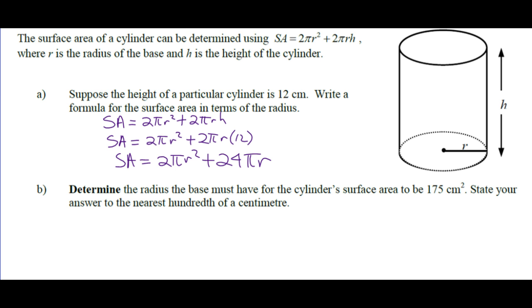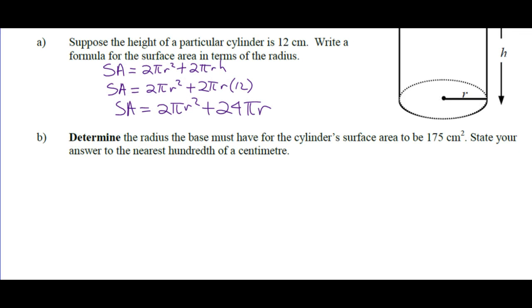So pi, we know is just a constant, right? And we've got the pi key on our calculator. So r is the variable. It's the only thing that varies. So now we're asked in B, what's the radius if the surface area is 175 square centimeters? State your answer to the nearest hundredth of a centimeter.